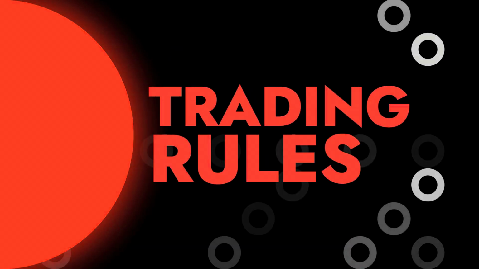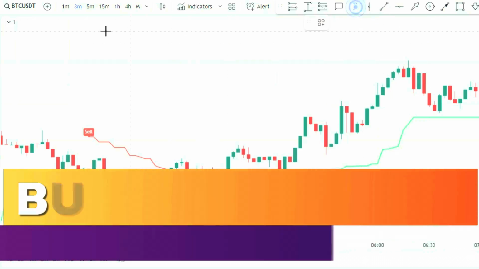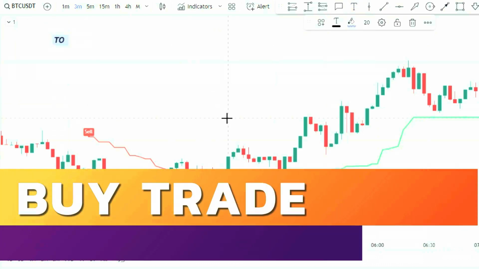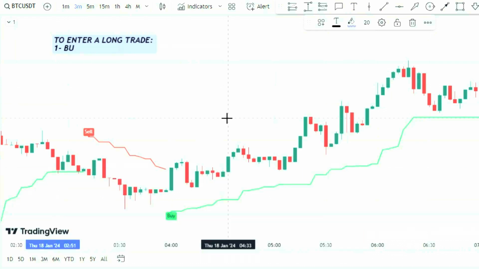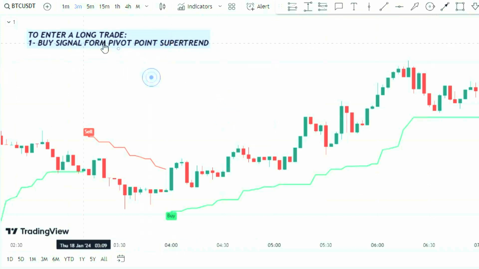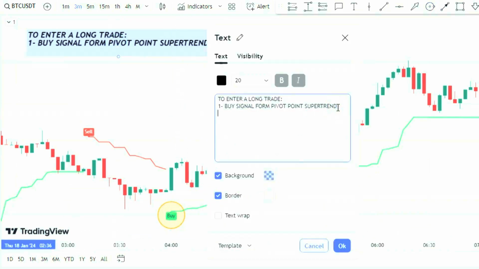Alright, let's delve into how to execute trades using this strategy. For a buy trade, we're on the lookout for a green triangle from the pivot point supertrend, which serves as a buy signal. To validate this buy signal, we turn to the quadratic weighted MACD indicator.